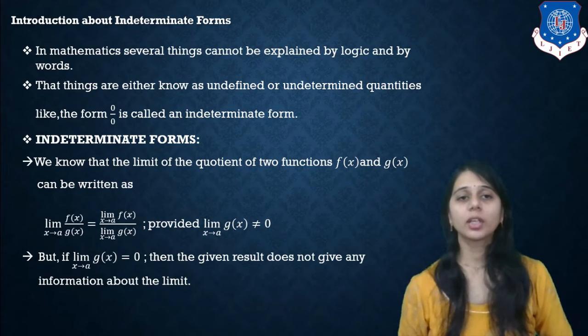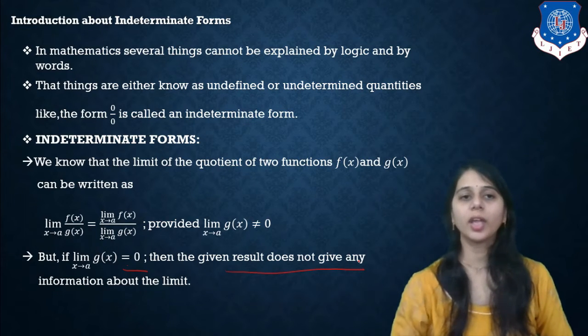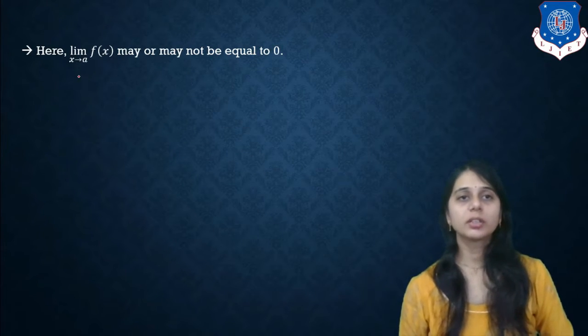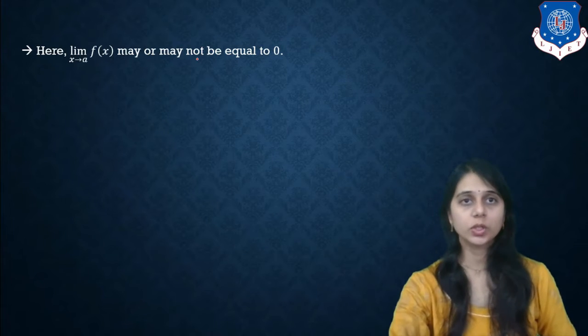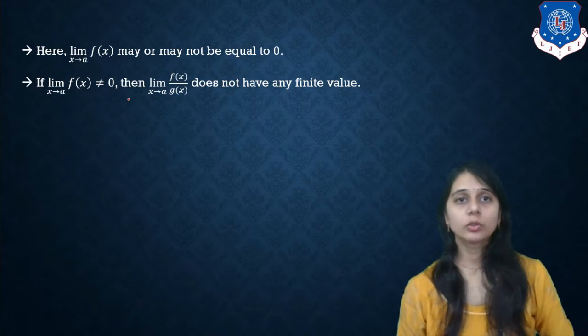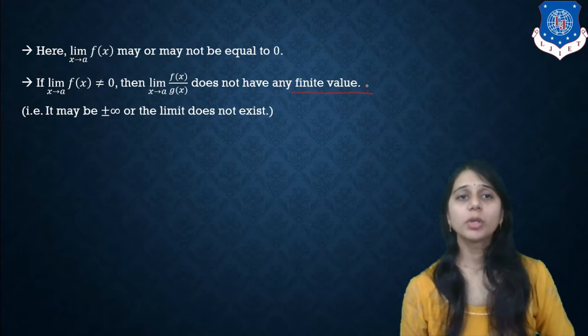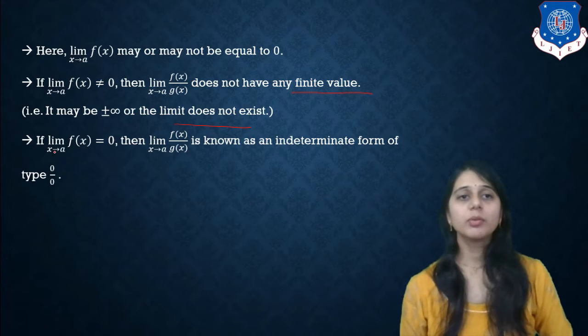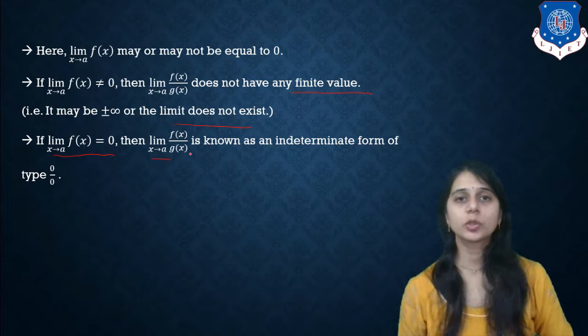But if limit x tends to a g of x equals 0, then the given result does not give any information about the limit. At such times we use indeterminate forms. Limit x tends to a f of x may or may not be equal to 0. If f of x is not equal to 0, it does not have any finite value, so it may be plus or minus infinity or does not exist. If limit x tends to a f of x equals 0, then limit x tends to a f of x upon g of x is known as an indeterminate form of the type 0 by 0.